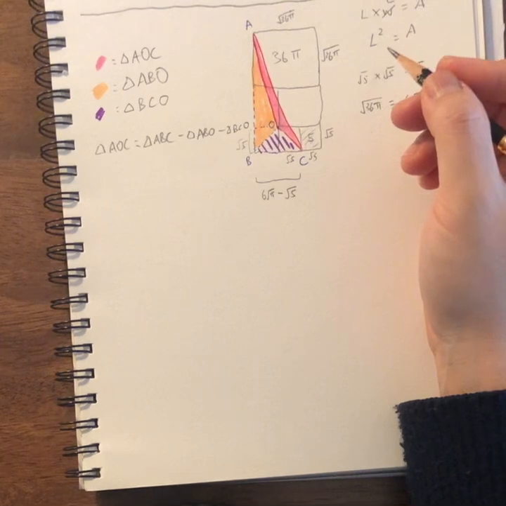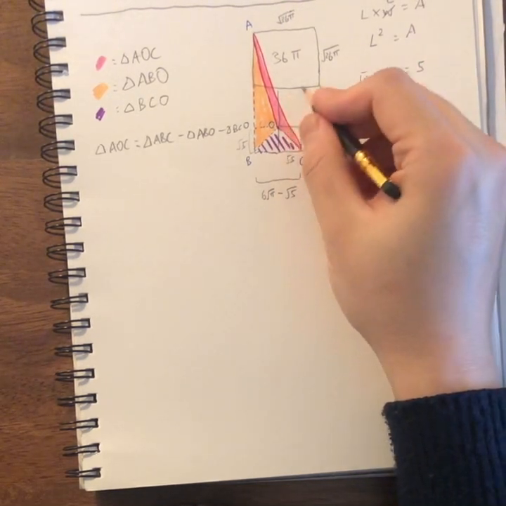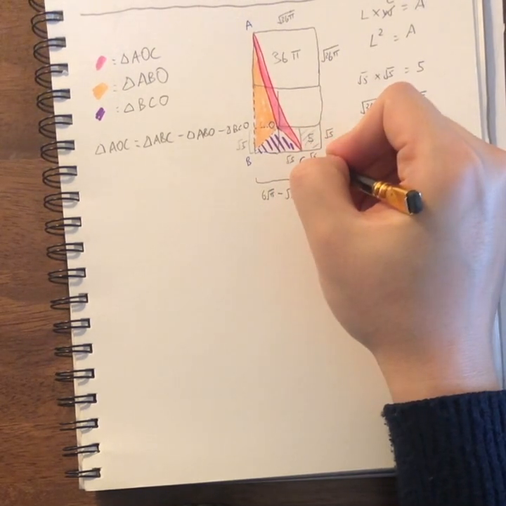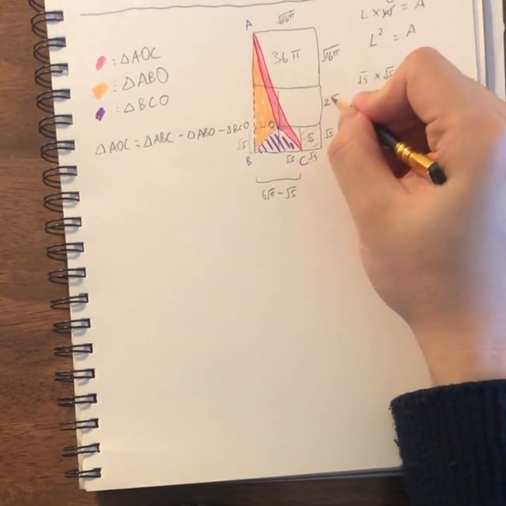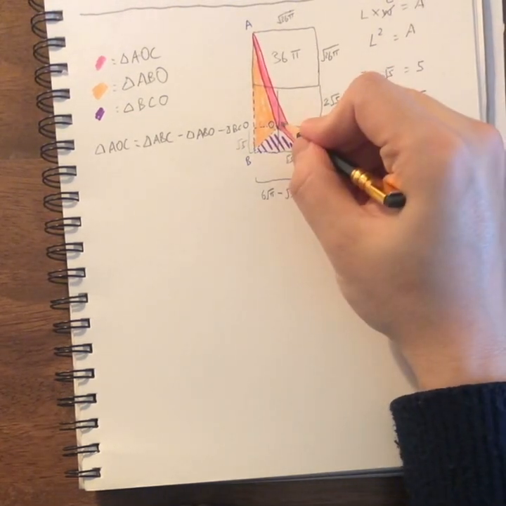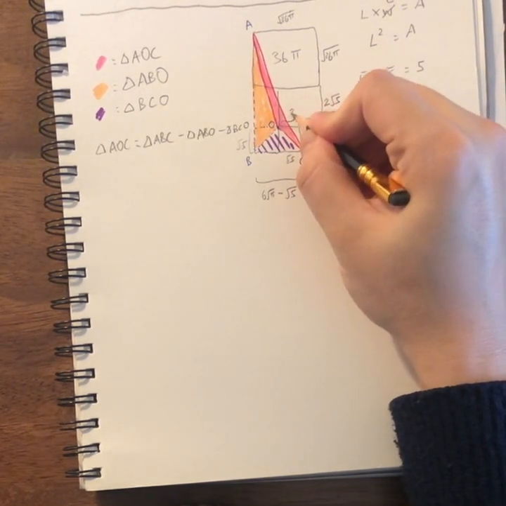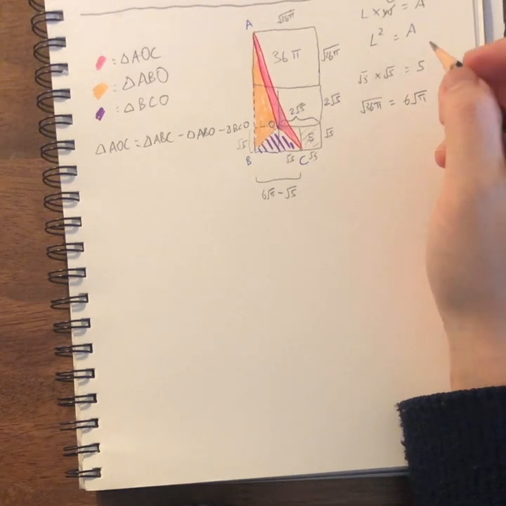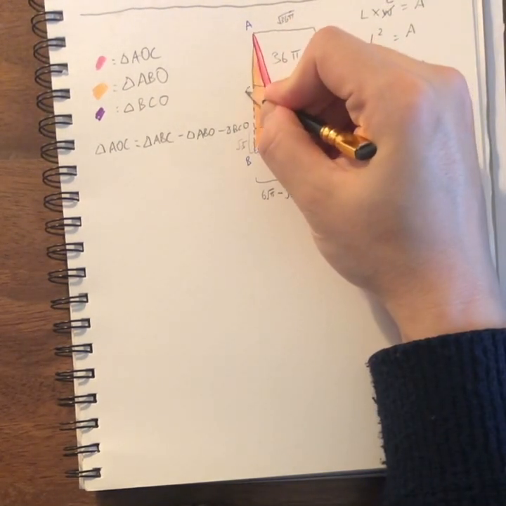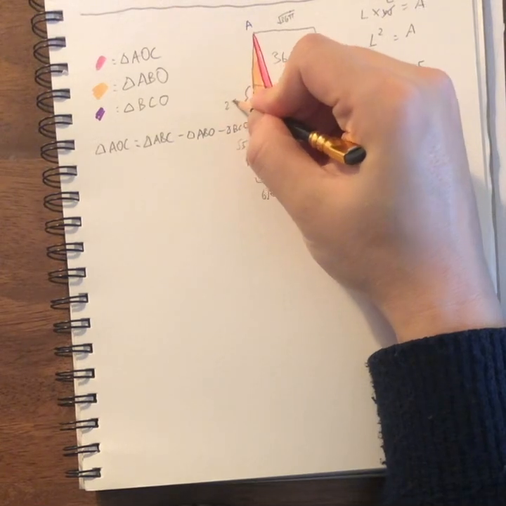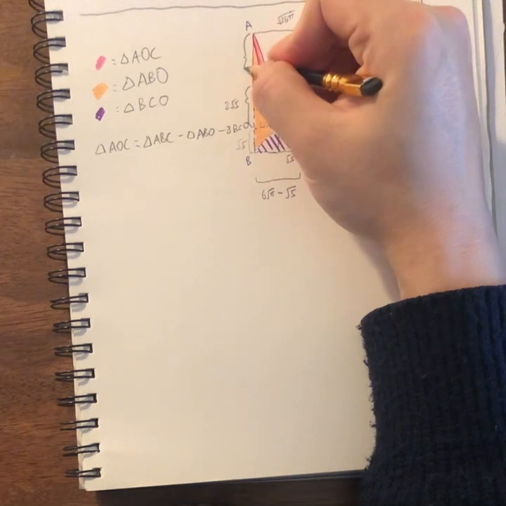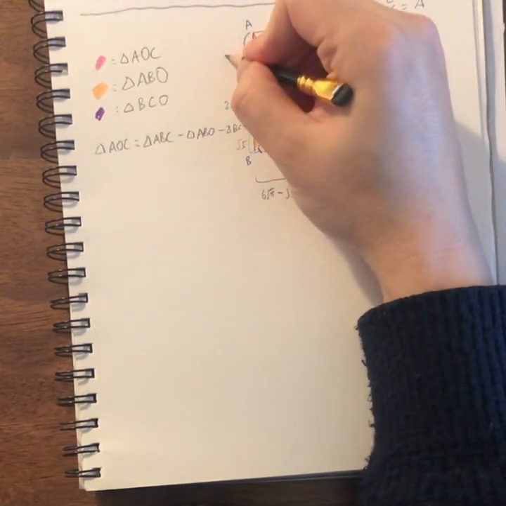Okay, let's think. So if this is a square, and this length over here is 2 lots of root 5, so this has to be 2 root 5. So this right here, that's 2 root 5 as well. Okay, we're starting to define a few things here. What's next? Well, that means this here has to be 2 root 5 as well. And then we've already established that this bit here is 6 root pi.